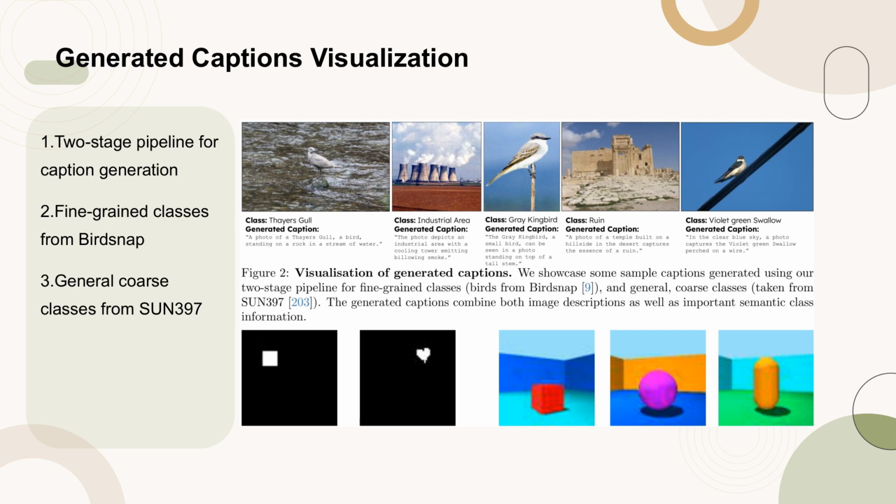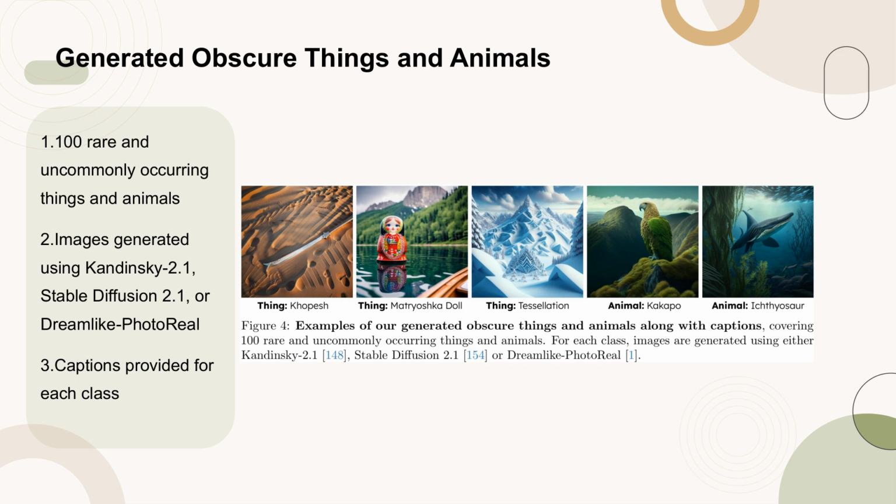Figure 4 presents examples of our generated obscure things and animals, accompanied by detailed captions. This collection includes 100 rare and uncommonly occurring entities, each represented by images created using advanced text-to-image models such as Kandinsky 2.1, Stable Diffusion 2.1, and Dreamlike Photoreal. The captions for each class provide descriptive information, enhancing the understanding of these obscure entities.